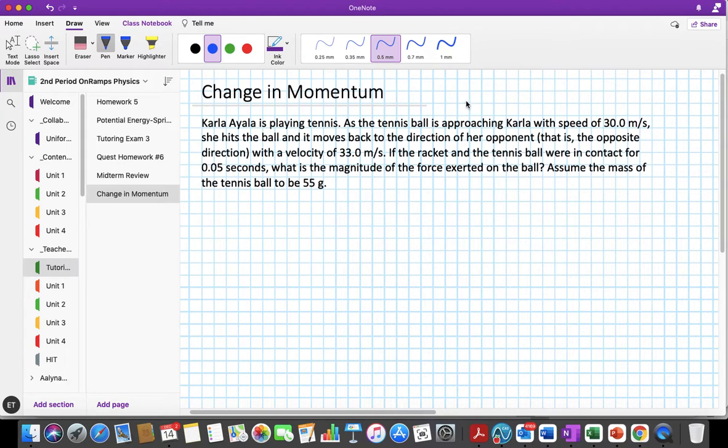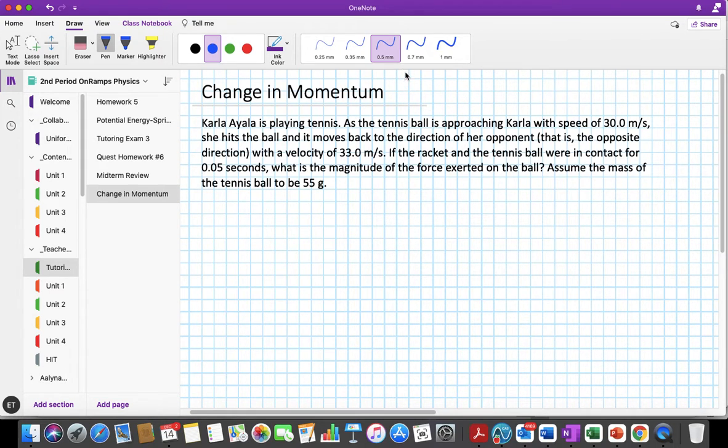It says, Carla Ayala is playing tennis. As the tennis ball is approaching Carla with the speed of 30 meters per second, she hits the ball and it moves back to the direction of her opponent, that is, the opposite direction, with a velocity of 33 meters per second. If the racket and the tennis ball were in contact for 0.05 seconds, what is the magnitude of the force exerted on the ball? Assume the mass of the tennis ball to be 55 grams.